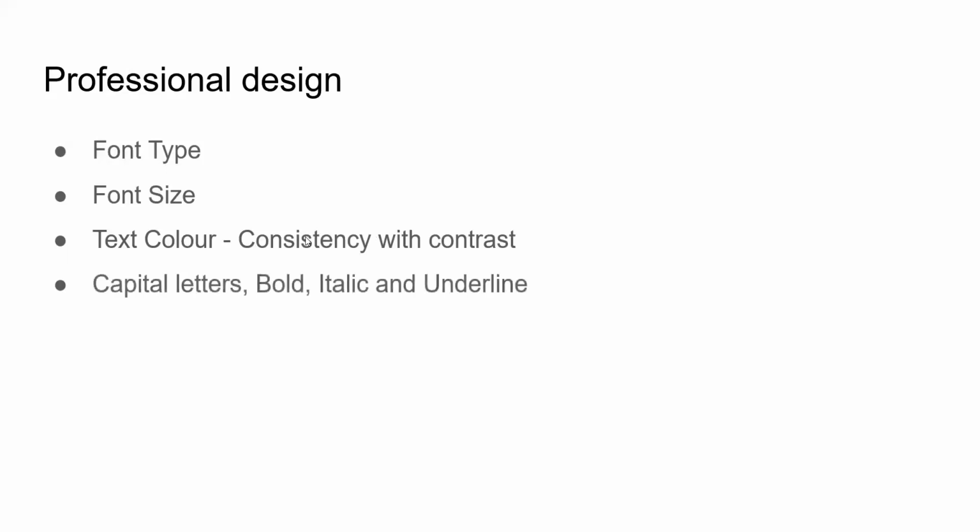Next is to use capital letters in headings to differentiate them from other text. Also, you can bold the headings and technical words, so they can attract the eye of the observer. And any link can also be italicized and underlined.